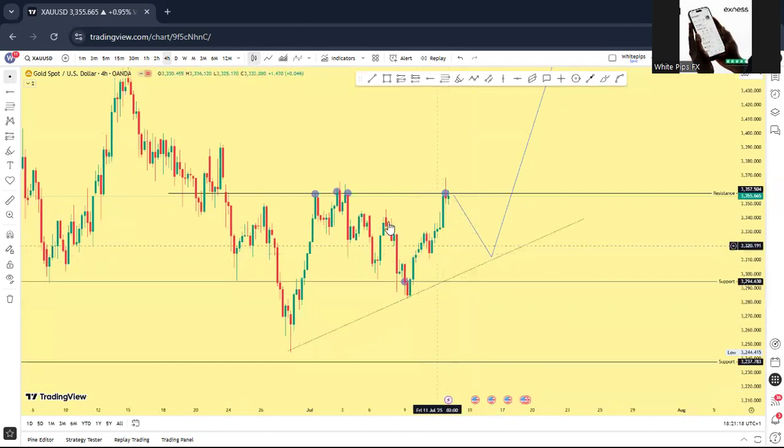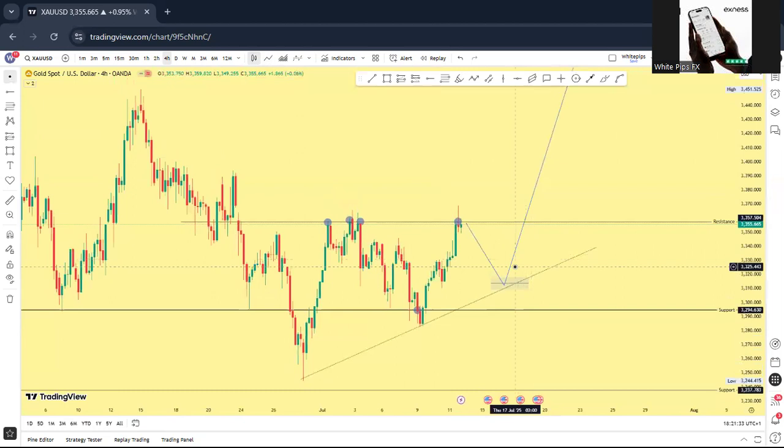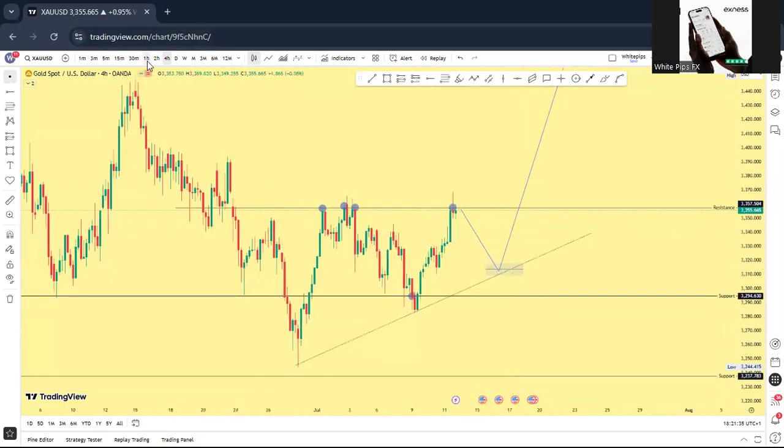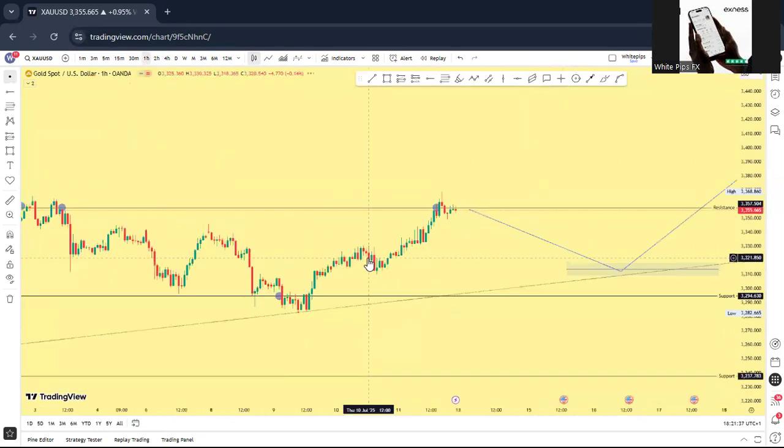So upon market open, we'll be expecting the price to return back to this trend line for the third time. Then we'll look for buying opportunity here. Looking for buying opportunity there. So let's come to the 1-hour time frame and see what we have.